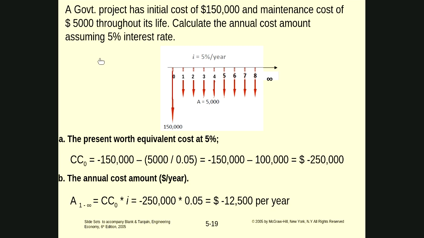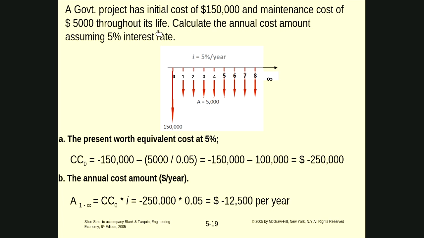A government project has initial cost 100. Pay attention. Initial cost, first cost, capital cost. Okay. اللي هو يعني رأس المال. Start with this project, $150,000 and maintenance cost of $5,000 throughout its life.